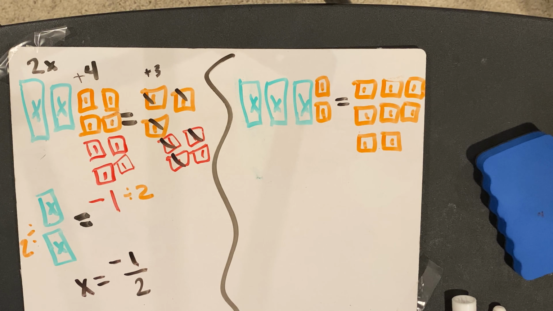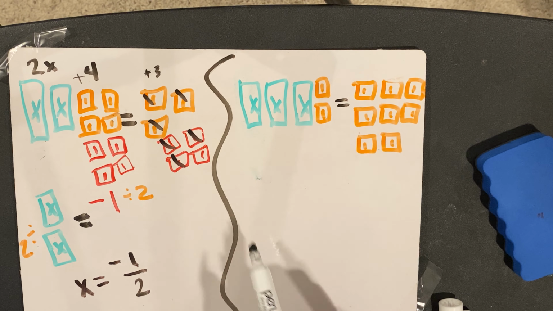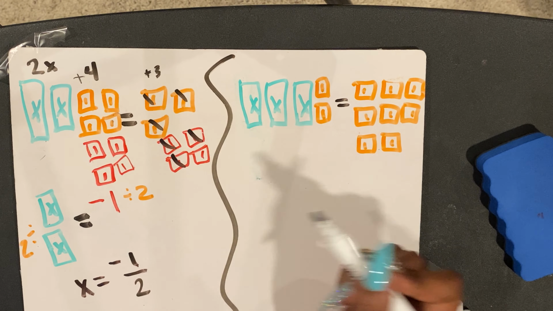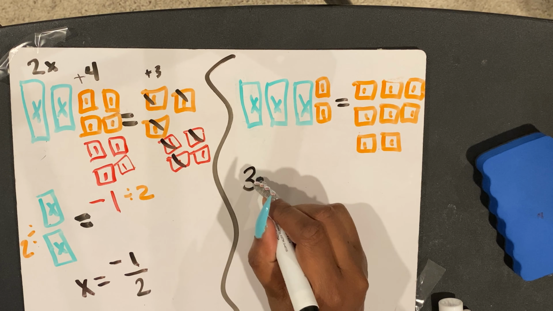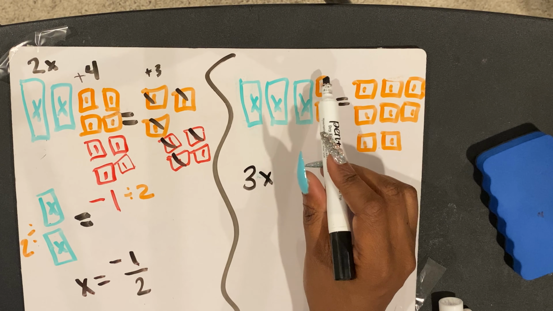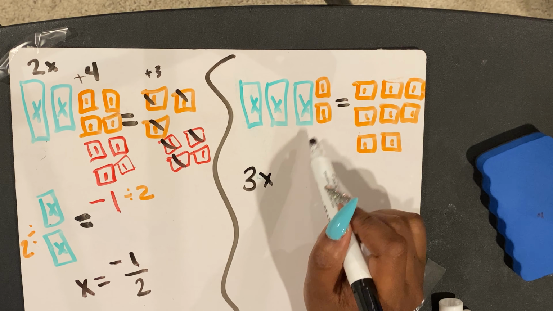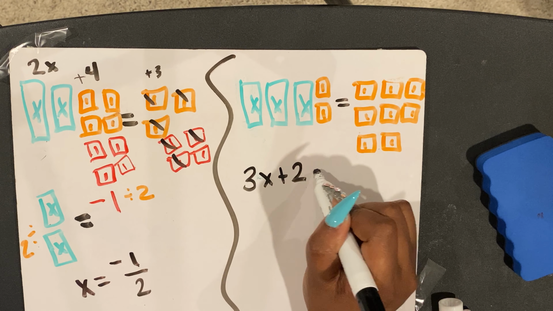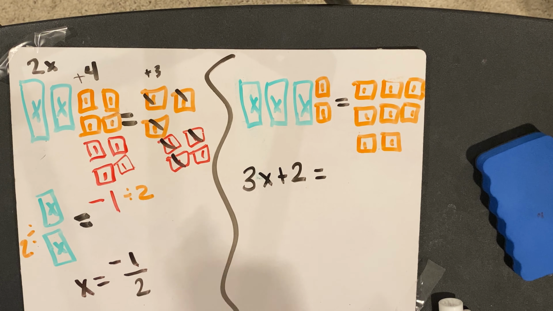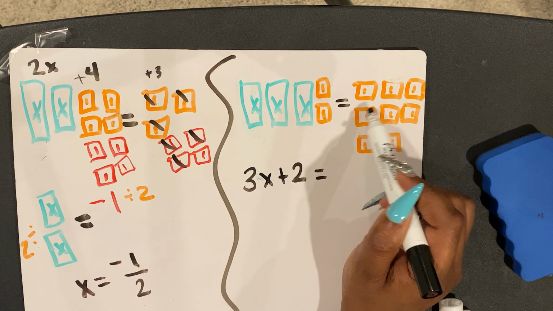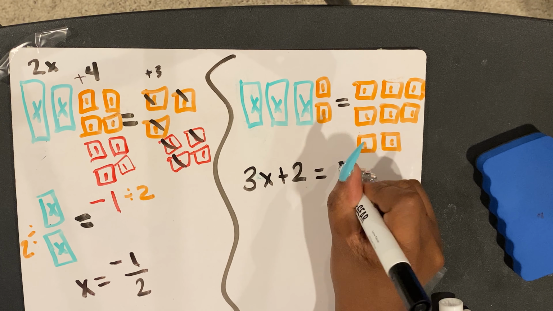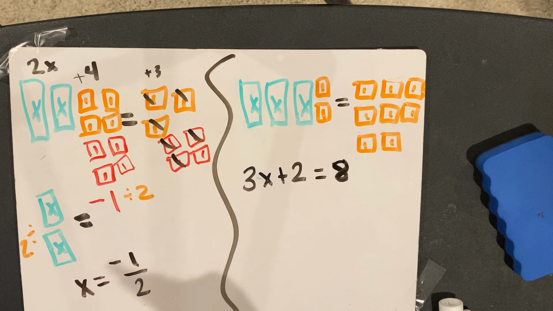This is not necessarily the best way to do a two-step equation. What I'm going to show you here is going to be the best way for you to do your two-step equation. So I'm going to write what I see. How many x variables do I have? I have 3 of them. And then how many constants do I have on the left side of my equal sign? I have a positive 2. And then how many do I have over here? 1, 2, 3, 4, 5, 6, 7, 8. So now I have my equation.